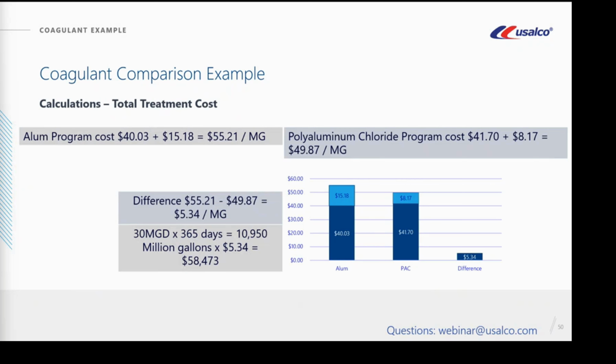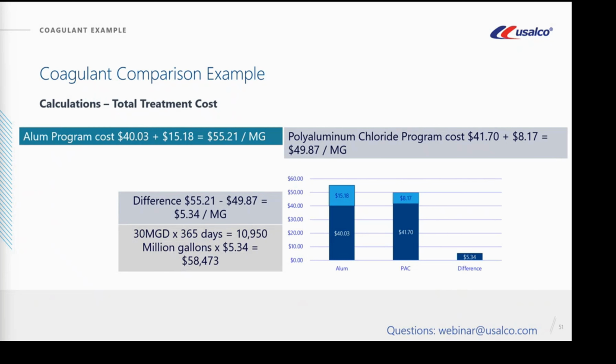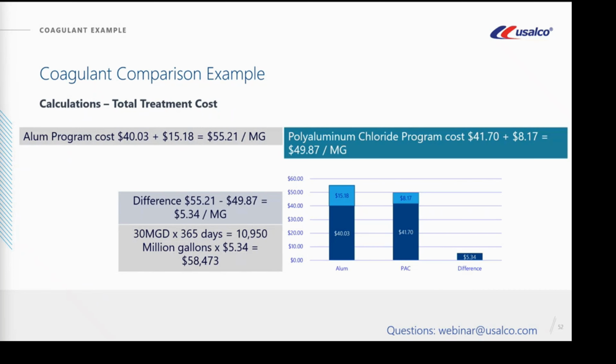Finally, we carry over our numbers from each coagulant and the caustic cost calculation to generate a total treatment cost. Our alum program cost of $40.03 added to the $15.18 for the caustic would equal $55.21 per million gallons. And for the polyaluminum chloride program, our scenario is $41.70 for the PAC program plus $8.17 for the caustic soda portion, which would equal $49.87 per million gallons.